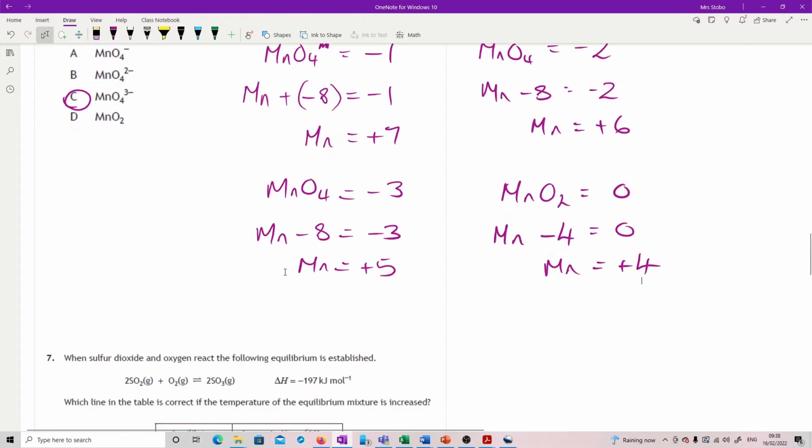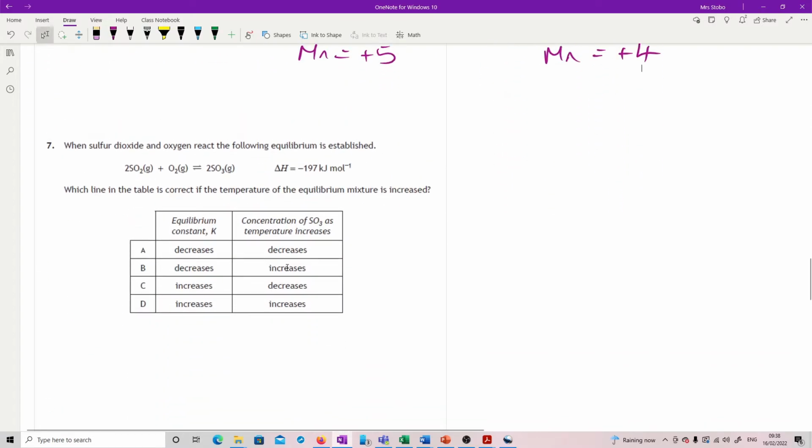Okay, that's it. Okay, question 7. When sulfur dioxide and oxygen react, the following equilibrium is established. Which line in the table is correct if the temperature in the equilibrium mixture is increased?